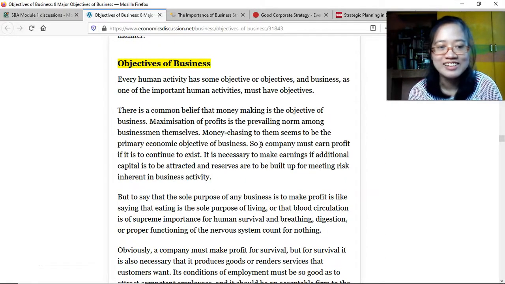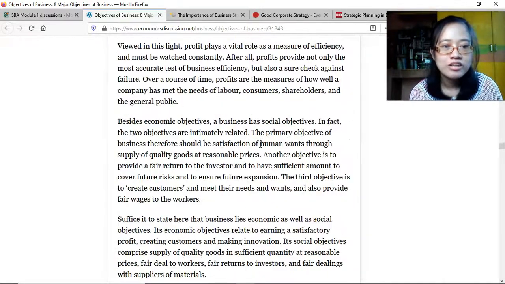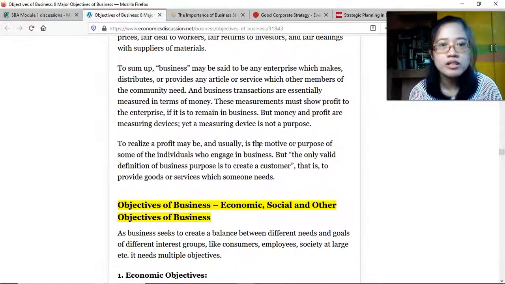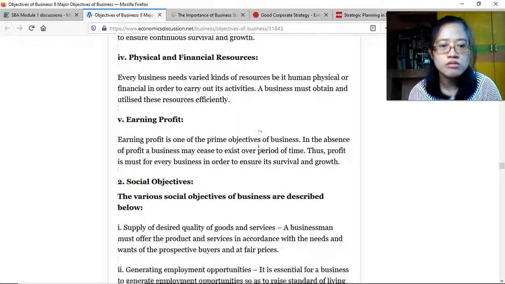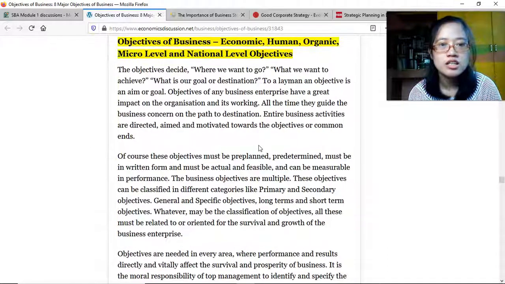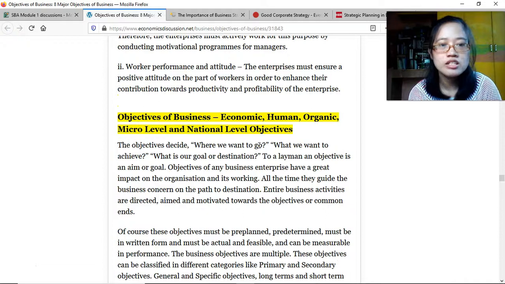Mahaba pa ba to? I think we've covered the basics naman. And then these ones are, I think, repeat. Okay. Yeah, and then there's this second part.